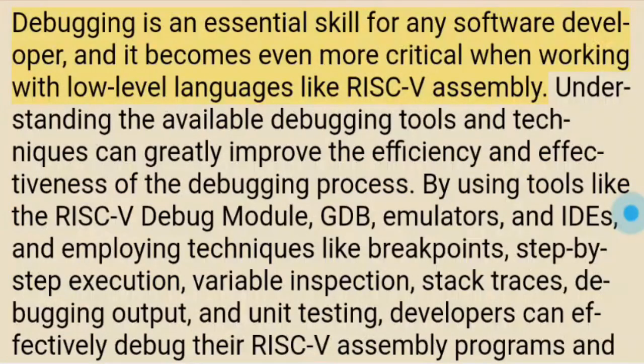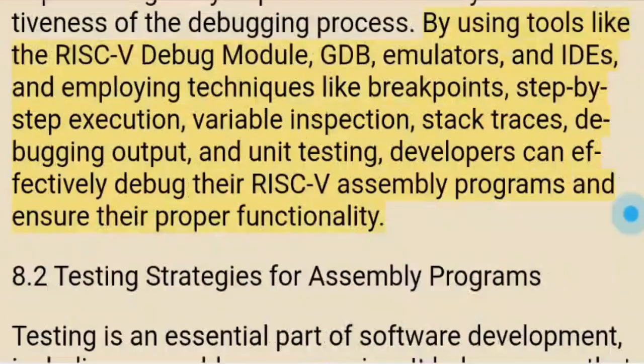Conclusion. Debugging is an essential skill for any software developer, and it becomes even more critical when working with low-level languages like RISC-V Assembly. Understanding the available debugging tools and techniques can greatly improve the efficiency and effectiveness of the debugging process. By using tools like the RISC-V debug module, GDB, emulators, and IDEs, and employing techniques like breakpoints, step-by-step execution, variable inspection, stack traces, debugging output, and unit testing, developers can effectively debug their RISC-V assembly programs and ensure their proper functionality.